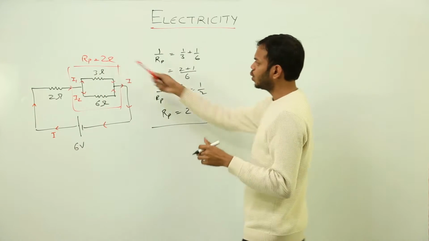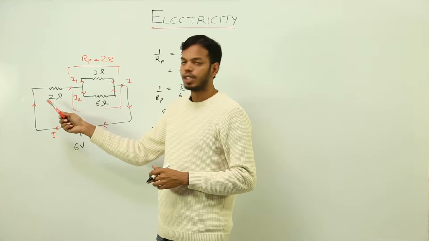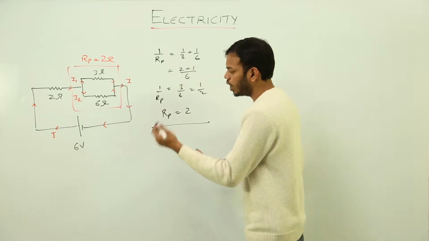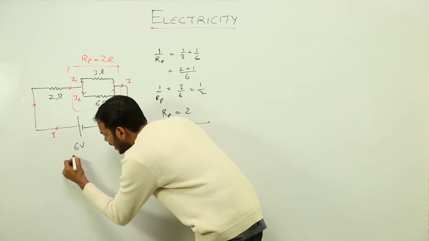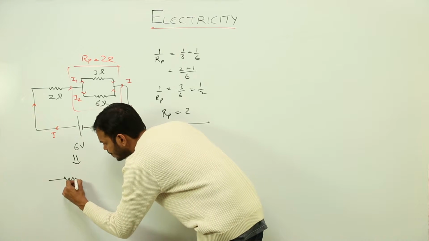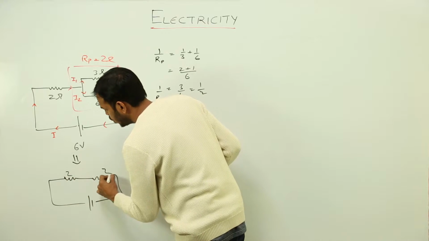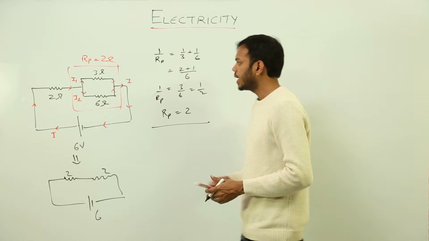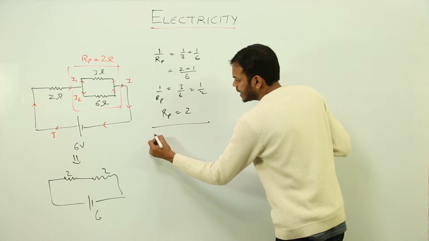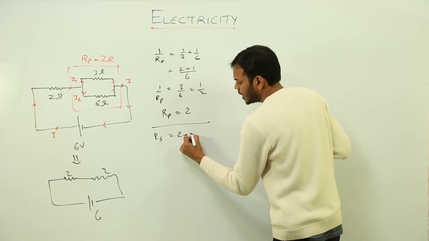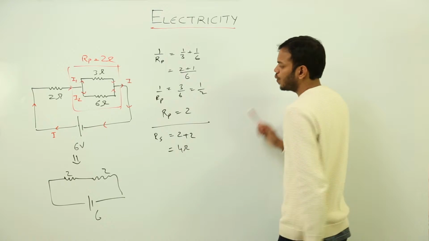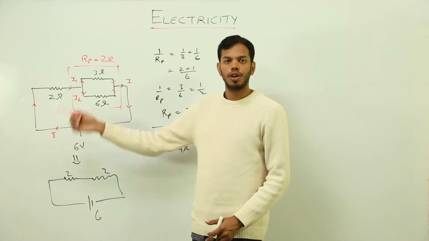So this 2 from the parallel combination and the other 2 are in series right now. If you are still not getting my point, this circuit can be redrawn like this: 2, 2 and 6. This is what I was saying. So resistance in series would be 2 plus 2, that is 4 ohms. So 4 ohms is the total resistance of this circuit.